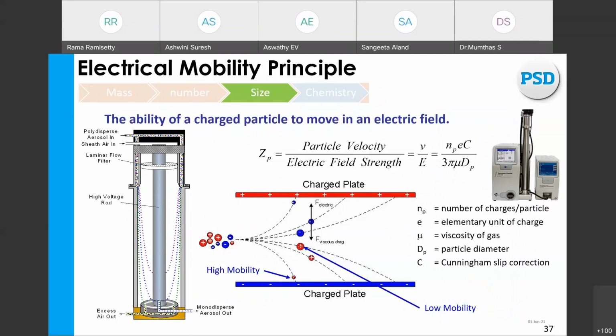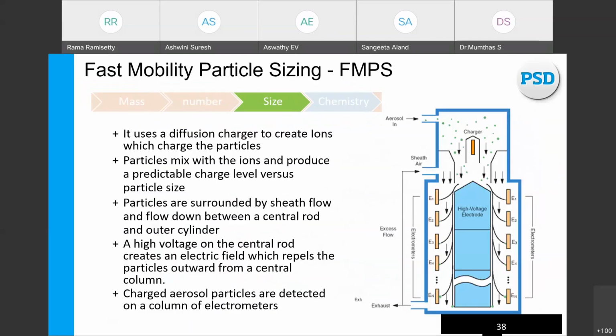But if you want very high frequency data, as I mentioned earlier, if you want a data point for every second, or the complete spectra for every 1 second, then you have to go for fast sizing methods. We call this a fast mobility particle sizer, FMPS.